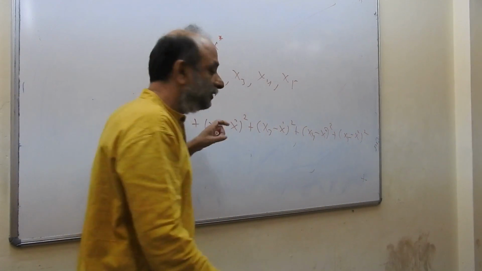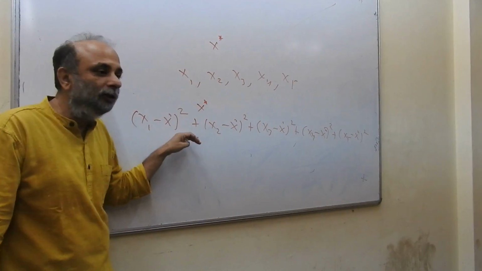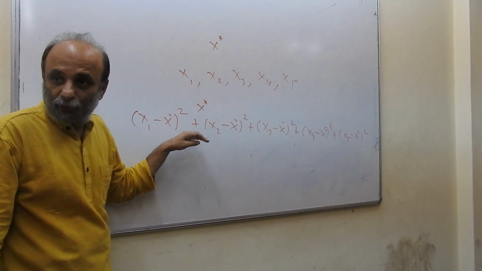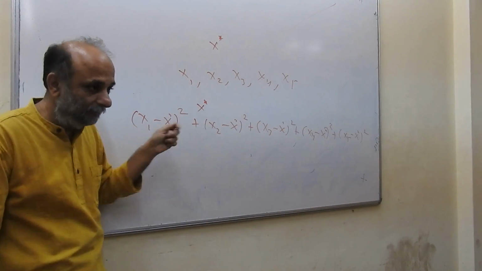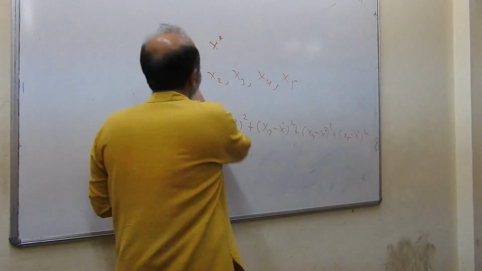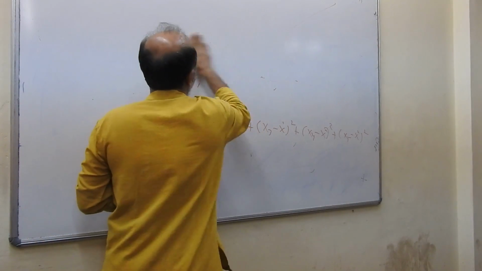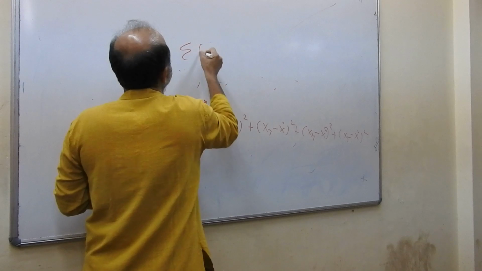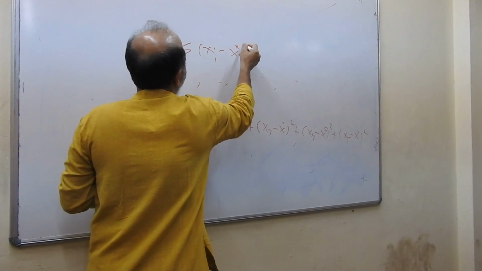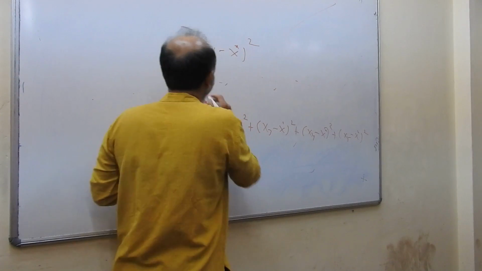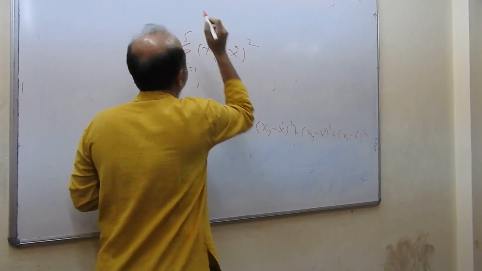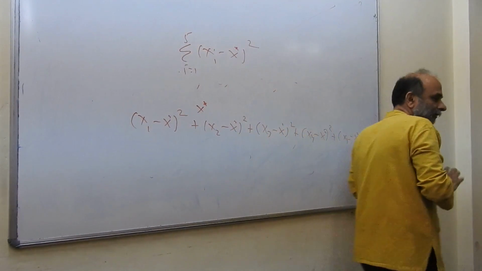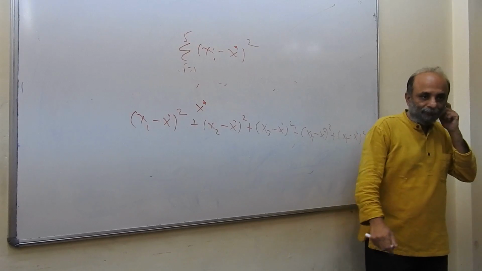This is the total distance of x star from all the observations, all the locations, x1, x2, x3, x4, x5. Right? I'll write this more compactly as the summation of (xi minus x star) squared, i goes from 1 to 5. Just a compact way of writing this.